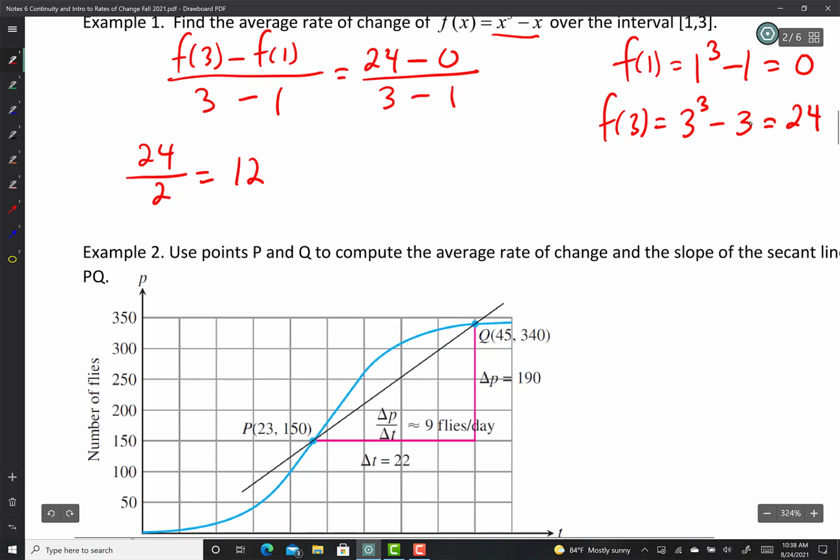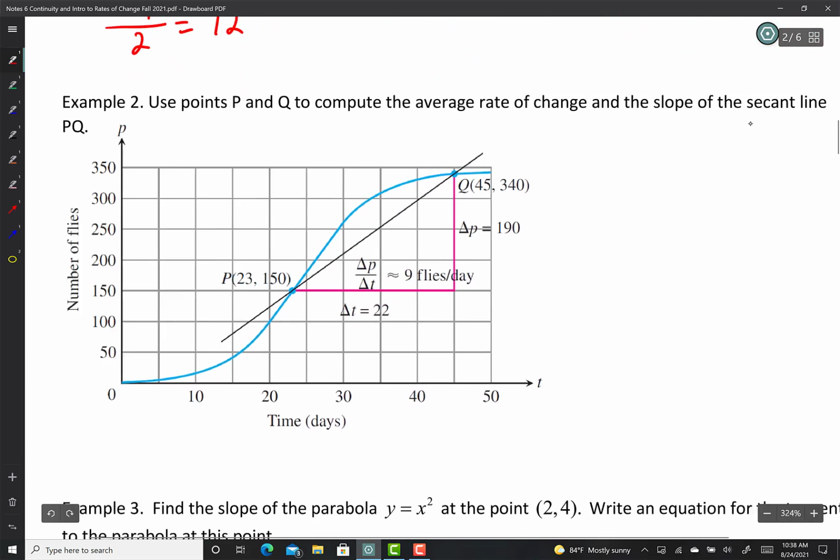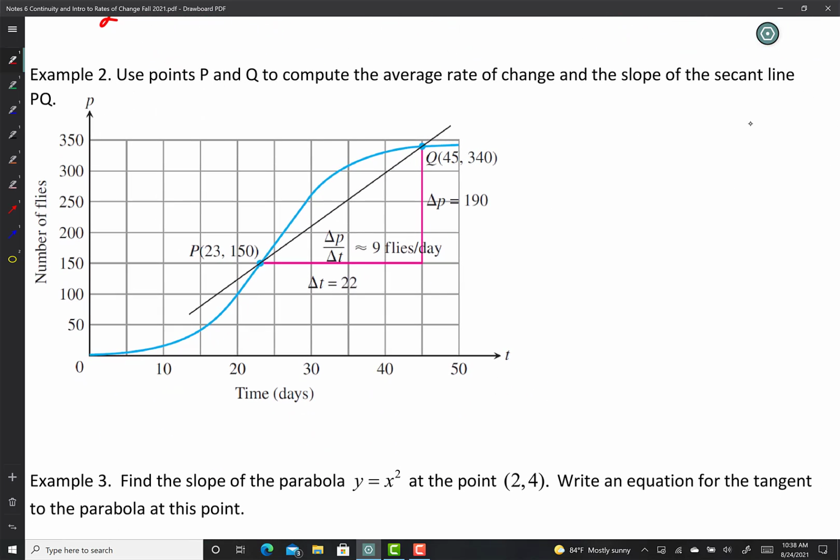All right. So here we go. For you visual learners, it says example 2: use points P and Q to compute the average rate of change and the slope of the secant line PQ. And you can see that it says flies per day because I stole it from some question that was talking about flies. So here's point P, here's point Q. Do you guys see how they call that the secant line? They want to know the slope of that. The slope is your average rate of change.